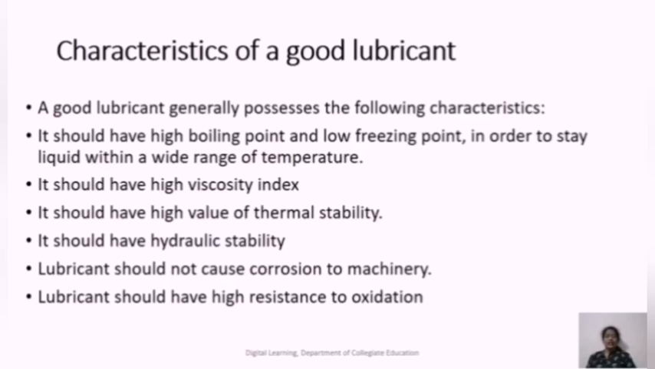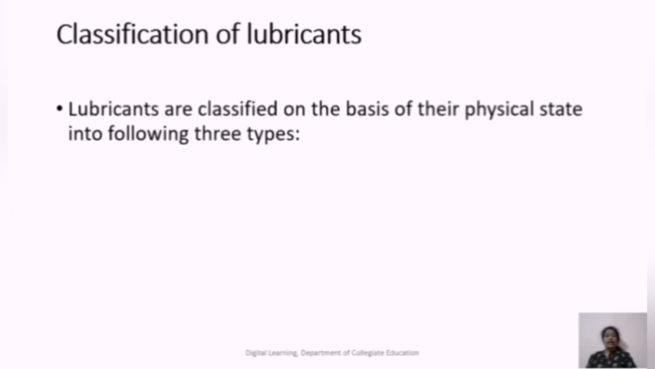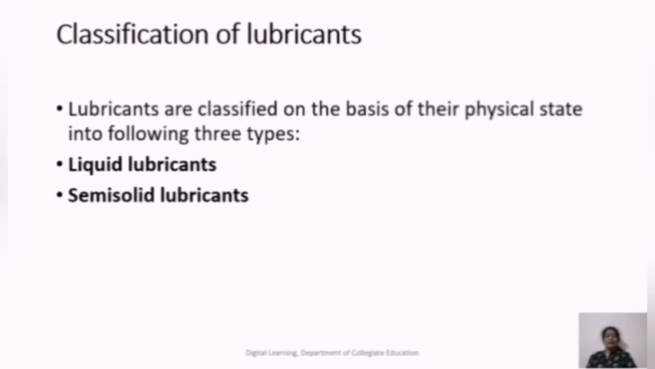So now let us know how lubricants are classified. In this slide we are going to learn about the classification of the lubricant. Lubricants are classified on the basis of their physical state into three types. First one is liquid lubricant, second one is semi-solid lubricant, and third one is solid lubricant. Let us go in detail one by one.